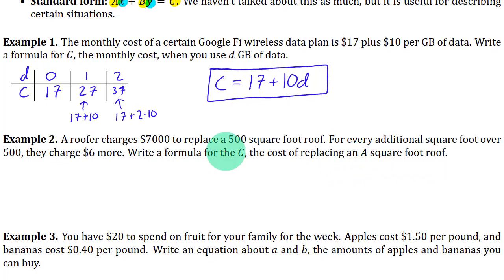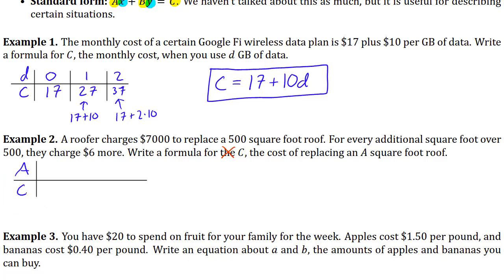There's a little typo here. The "the" is not supposed to be there. So let's see. Again, let's make a little table. Let's look at various costs, or sorry, various costs for various square feet of roofs that you might have.